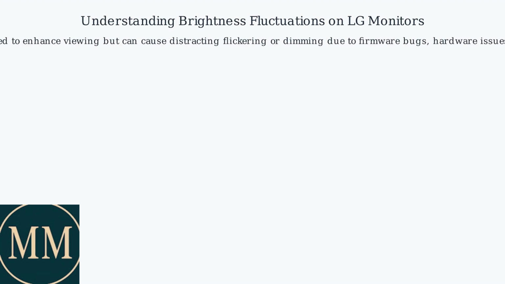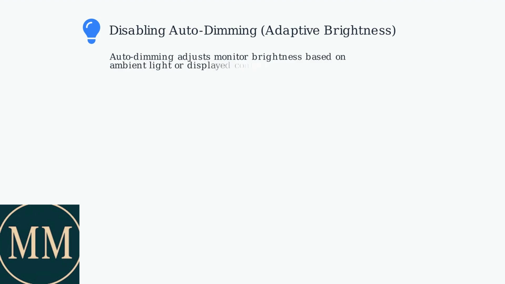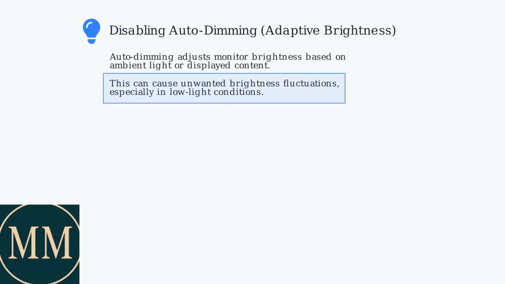These features are intended to enhance viewing, but can cause distracting flickering or dimming due to firmware bugs, hardware issues, or software interactions. Auto-dimming is a feature that adjusts your monitor's brightness based on ambient light or the content you're viewing. While designed for energy efficiency and eye comfort, it can cause unwanted brightness fluctuations.